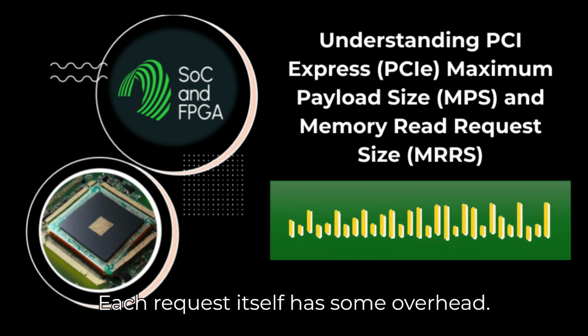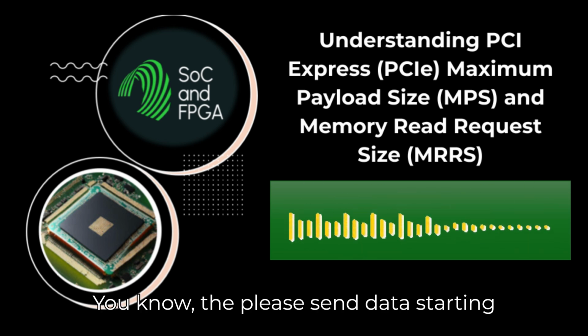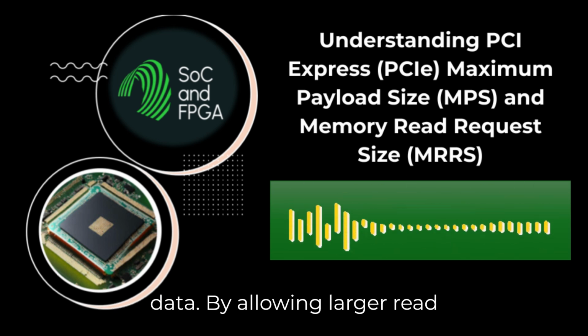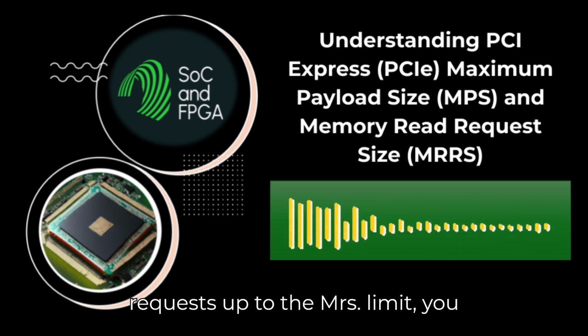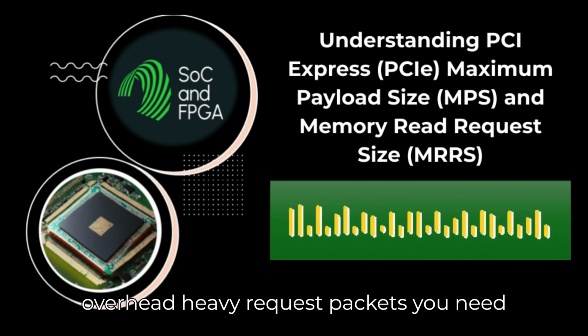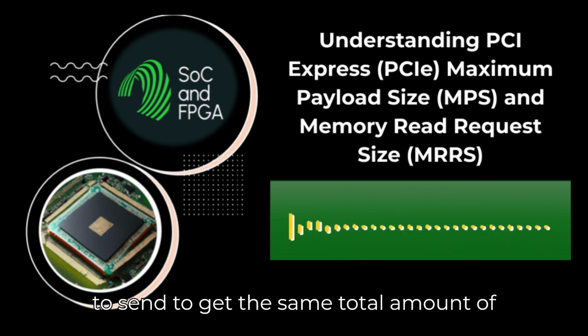Each request itself has some overhead. Please send data starting from this address. It's not just data. By allowing larger read requests up to the MRRS limit, you drastically reduce the number of these overhead-heavy request packets you need to send to get the same total amount of data.